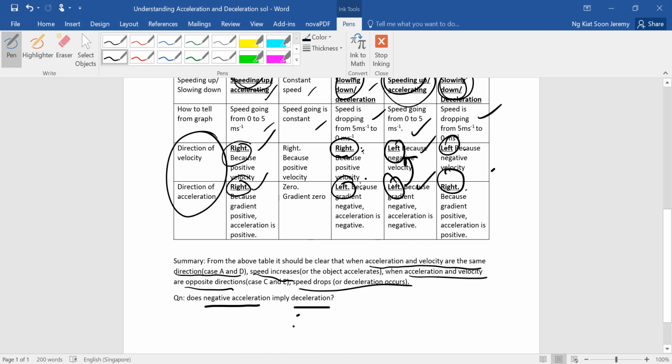So with that we come to the final answer. We have come to the final question of this piece of paper. Does negative acceleration imply deceleration? Right? Hopefully you can see that that is not always the case, right?